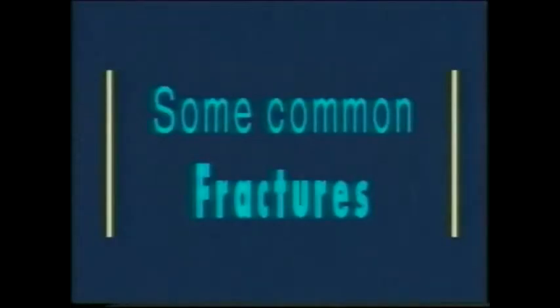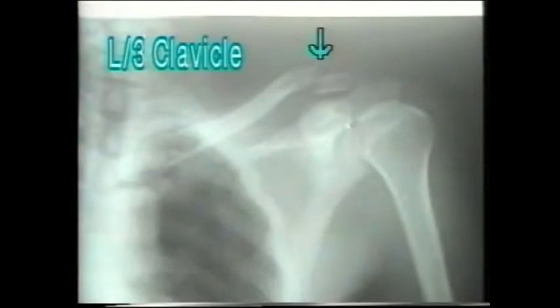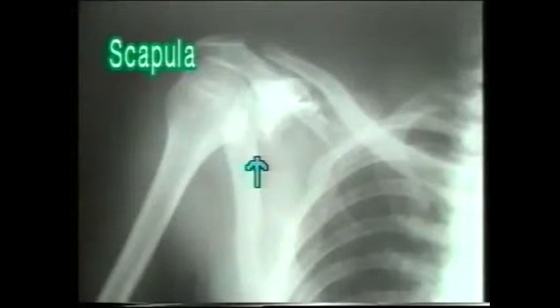Now we will see some common fractures. This is a fracture of the lateral third of the left clavicle. This is a fracture of the middle third of the right clavicle. This is a fracture of the scapula.